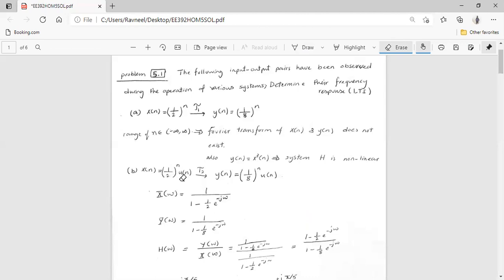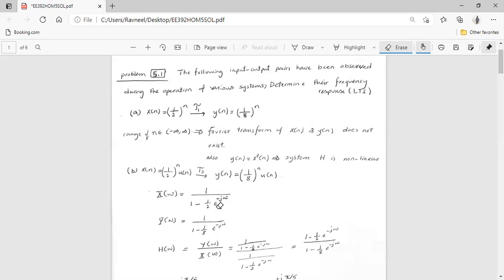That would be the property: a to the power of n u of n is equal to 1 upon 1 minus a e to the power of minus j omega, right? So you can just look up the Fourier table and use that particular property in this particular case, right? So please look up the table of DTFT, discrete time Fourier transform, right? The table for that. I believe all of you are familiar with that, right? So using those properties, we can transform x of omega and y of omega, right?